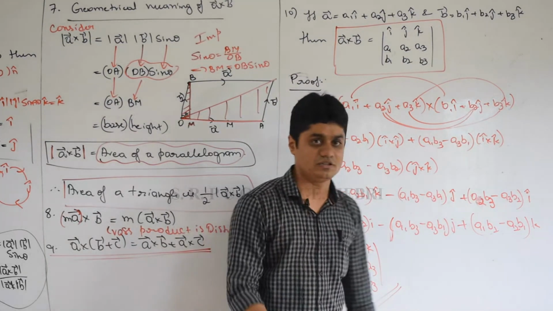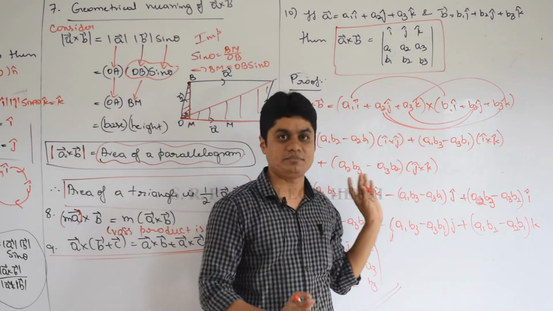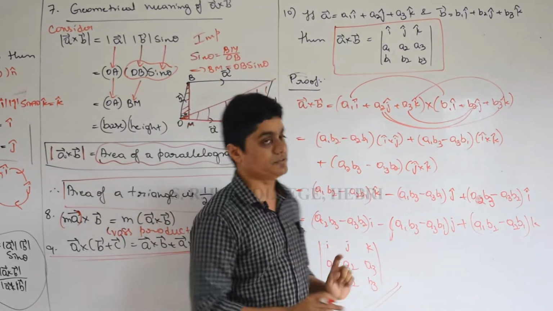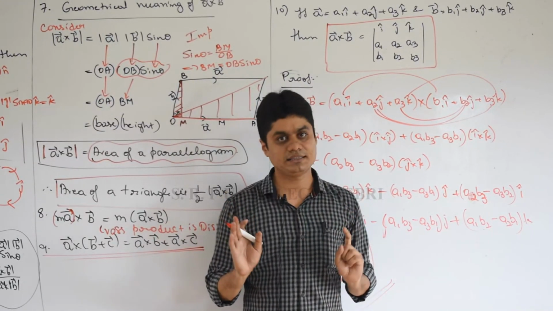This proof is not compulsory for the exam, but if you know how it comes, you can remember it easily, so that is why I explained it. So these are the 10 properties of cross product. In the next class I am going to discuss problems on cross product. Understood? Thank you.